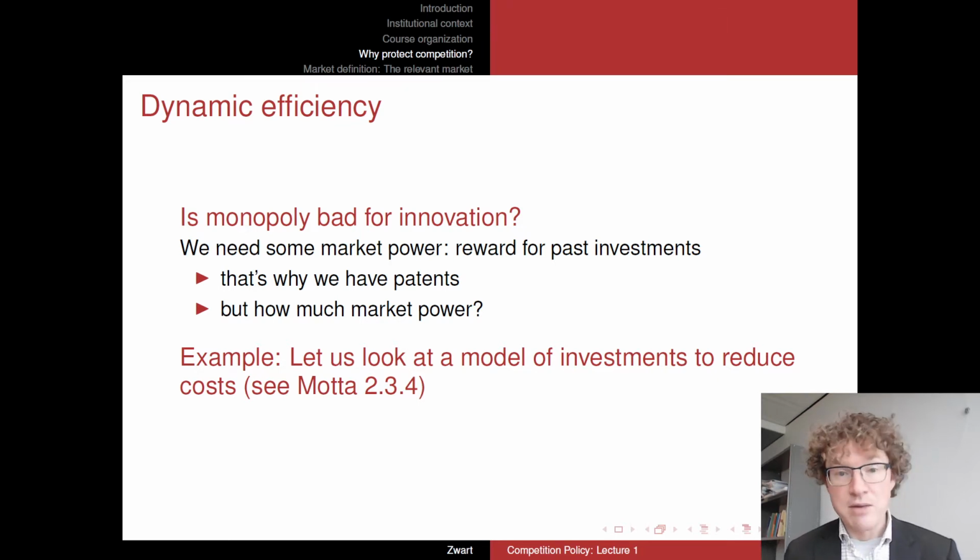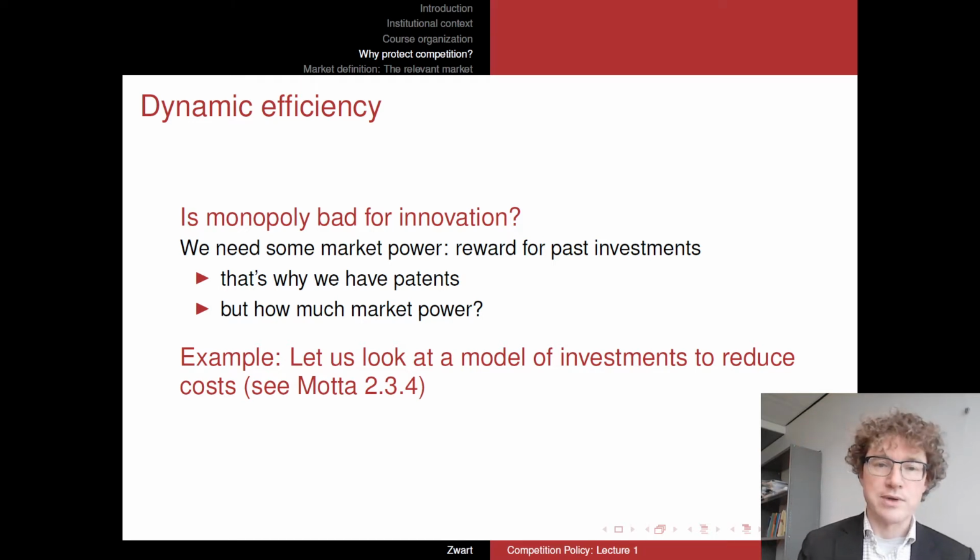So the question is, of course, how much market power do we need? Do we need monopoly for that, or does full competition achieve effective and efficient investment in product development as well? Well, the truth usually is somewhere in between, right? There's a middle ground here. So in order to evaluate that in a little bit more detail, what we are going to do now is have a look at a model of investments to reduce costs. And this model actually is from the book, from CompPol 1.3.